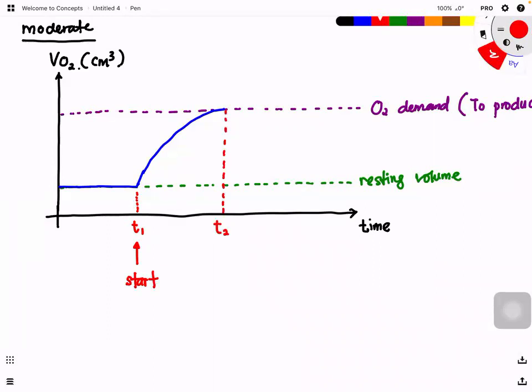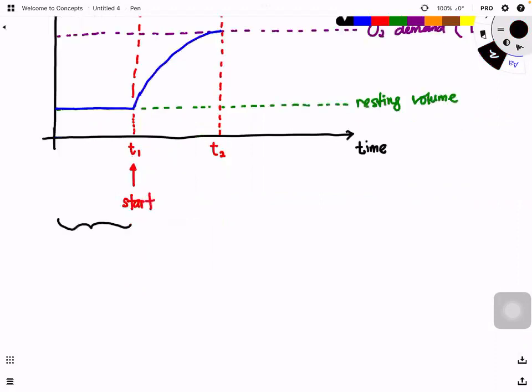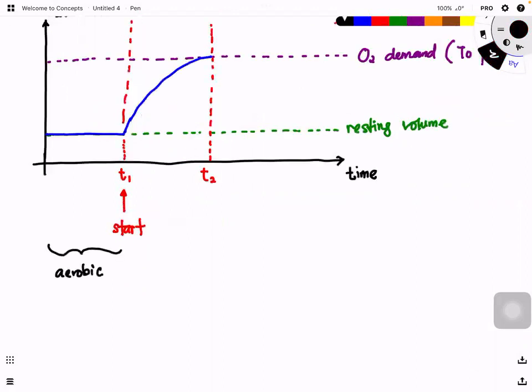If I divide them, in this period of time the resting volume at rest is sufficient, so it is aerobic, meaning we can meet the demands. But from T1 to T2, the demand is so high. This is what we need.